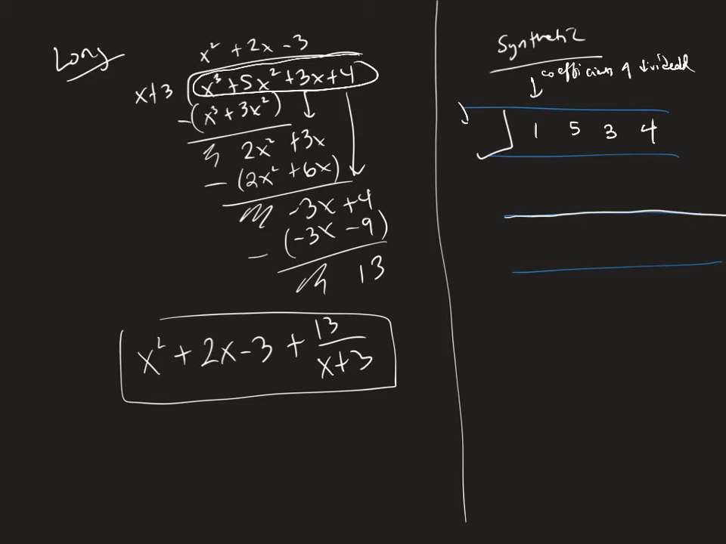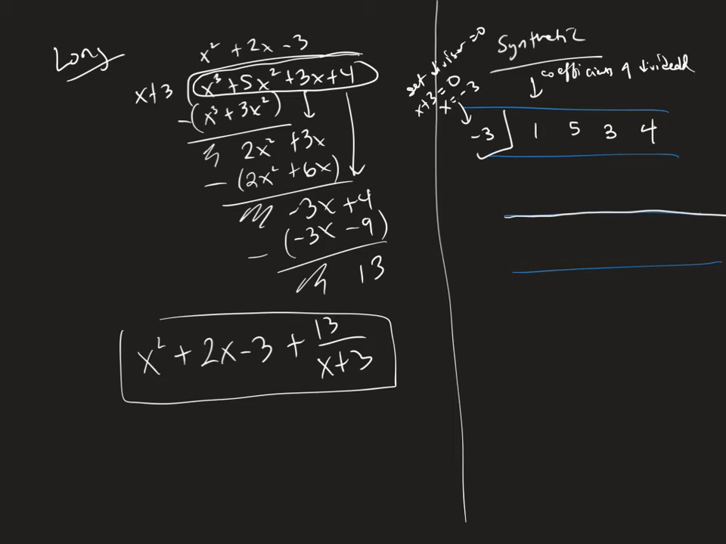Now, inside the little box is going to go a number that represents the divisor. And the number that goes there is the number you get when you set the divisor equal to 0 and solve for x. So my divisor in this problem is x plus 3. I'd set that equal to 0, solve for x, and I get x is negative 3. So that number is going to go here in the box. So coefficients of the dividend to the right of the box, including any zeros if you're missing terms. Number that makes the divisor equal to 0 inside the box.